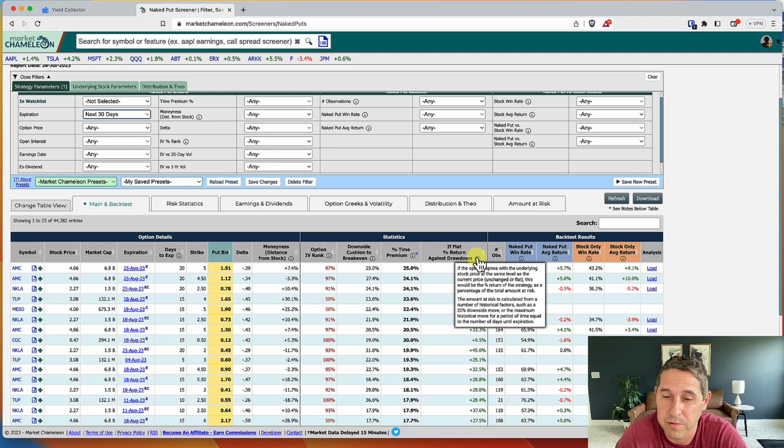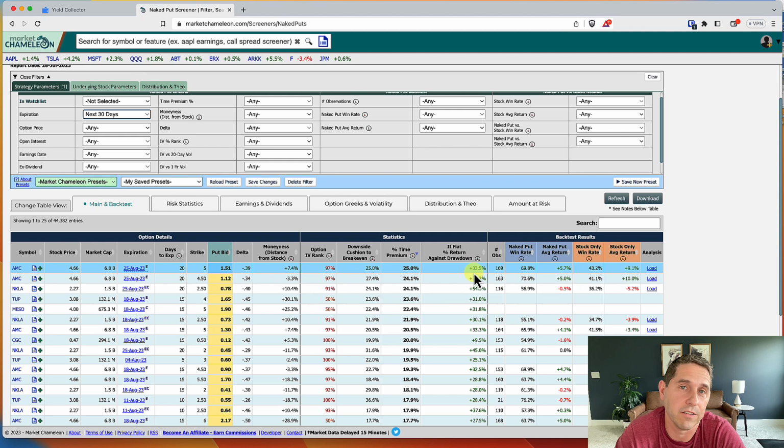It's calculated from a number of historical factors, such as the 20% downside move or the maximum historical move for a period of time equal to the number of days to expiration. So what it's pretty much saying is it's either doing a 20% move, or the amount that this stock has moved in the last 4 years or whatever that it's back tested. So it's not doing the entire risk for a cash secured put. It's doing what the actual risk against drawdown is from historical results. So it's kind of confusing, but that's where they're getting these calculations from.